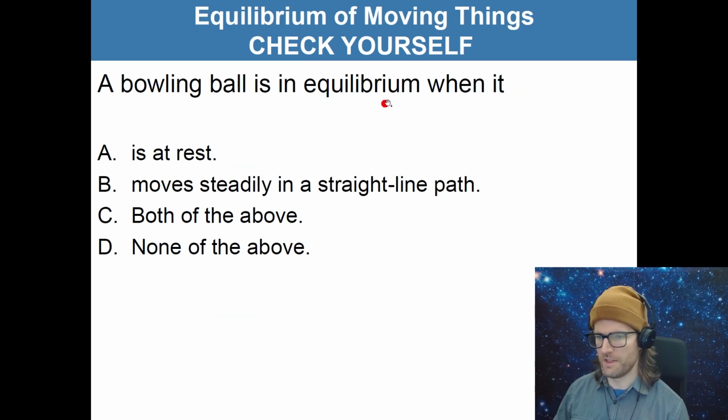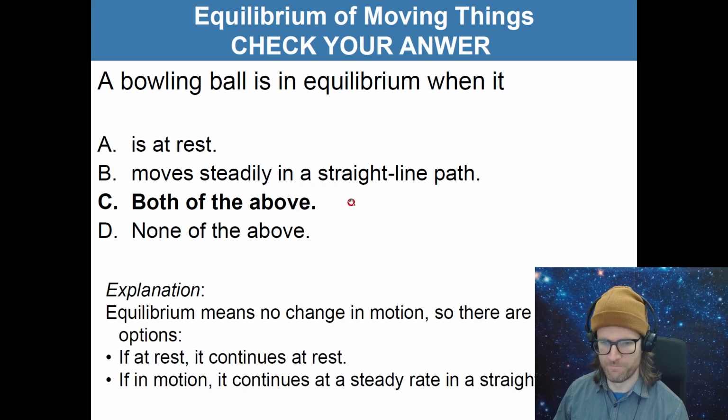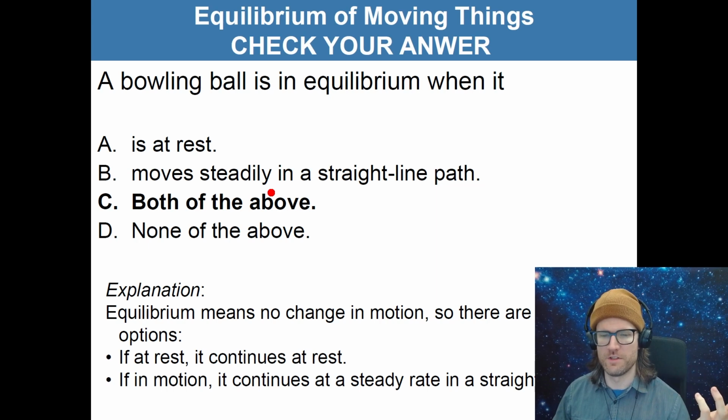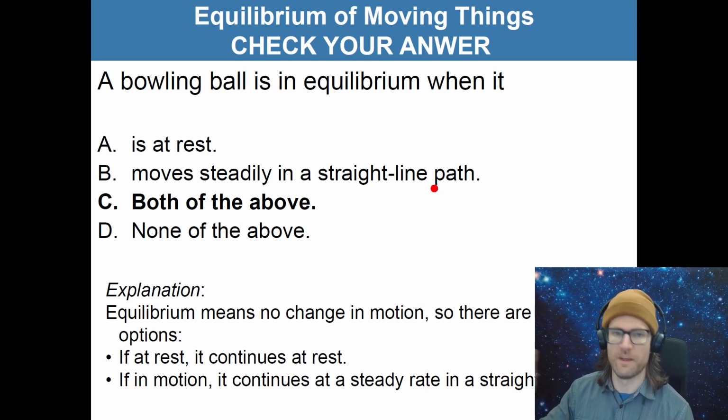A bowling ball is in equilibrium when it is at rest. That's true. Moves steadily in a straight line path. That sounds like equilibrium. So that sounds like both. Okay. And the reason B is in equilibrium is because we said moving at a constant speed in a straight line means the net force is 0. Well, steadily and in a straight line sounds like constant speed and direction. So that means net force is 0. That means it's in equilibrium.